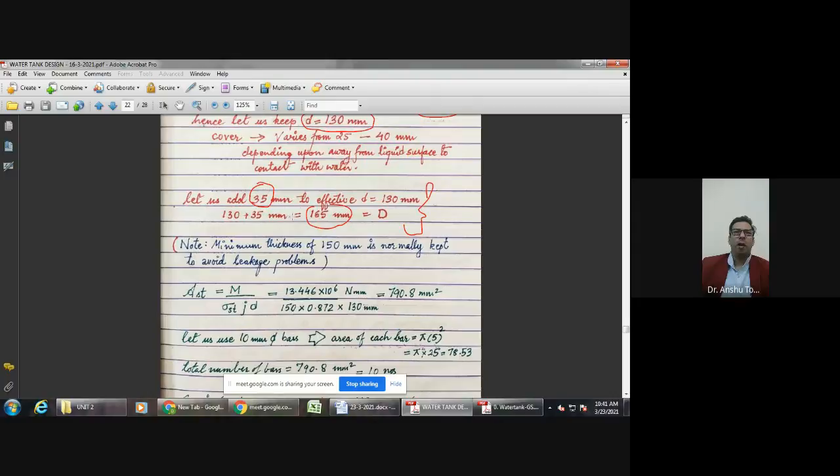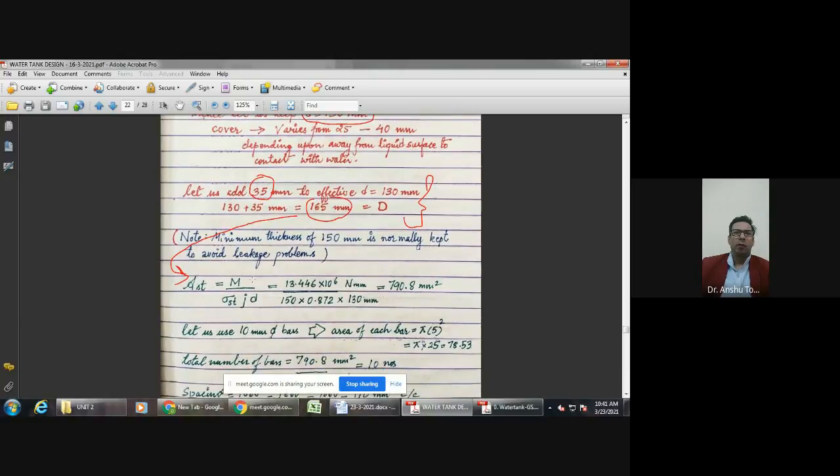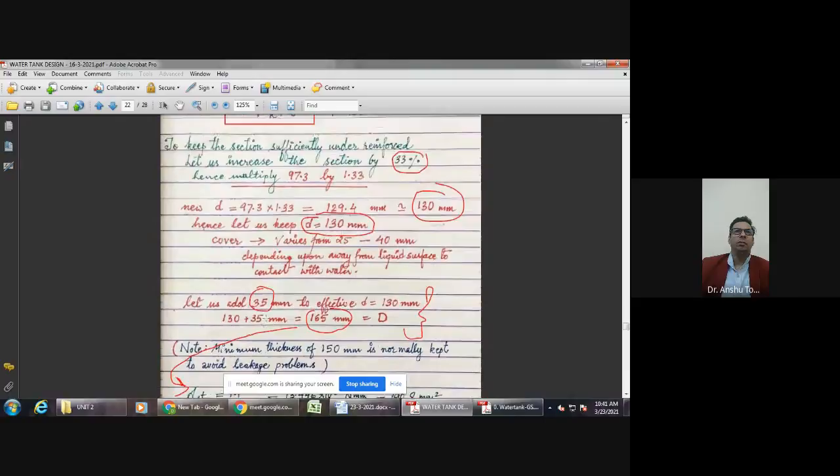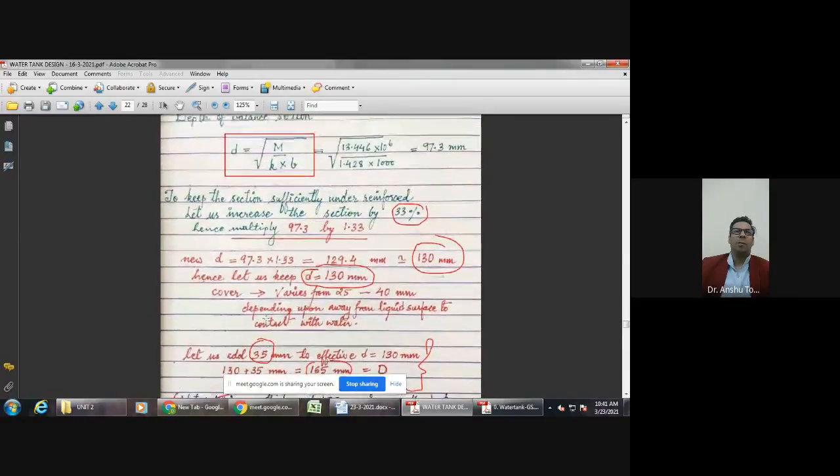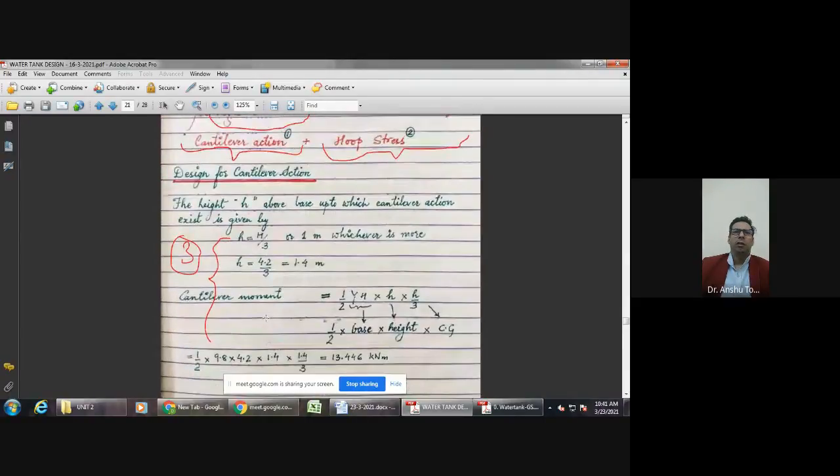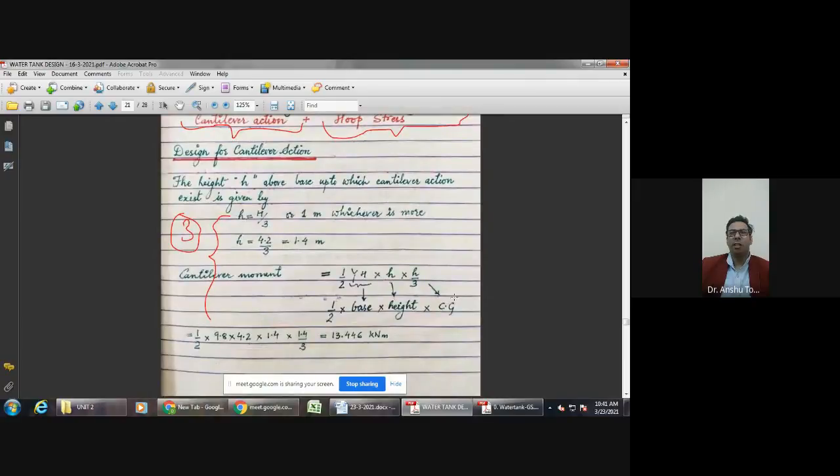Now we have got effective depth and overall depth also, and all the constants are also with us which you have calculated in the preceding section. So you can straight away calculate the area of steel, which is based upon the moment. अभी cantilever moment हमने निकाला था, which is half gamma H D into the center of gravity, which is the height of application.